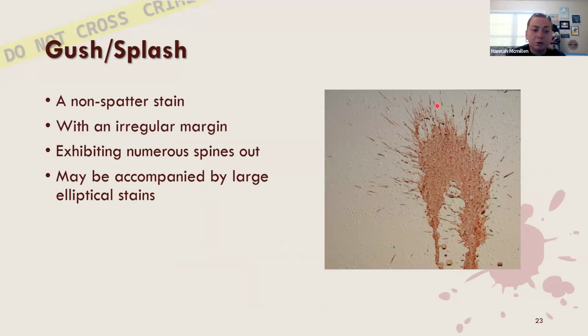And then it's exhibiting numerous spines that are coming out. This could also be accompanied by large elliptical stains. So as the gush or splash happens, then that's where we do see those large elliptical stains coming off. So like what we were talking about earlier, non-spatter stains very well could have circular and elliptical stains present, but they are non-spatter stains because we see that irregular margin present.